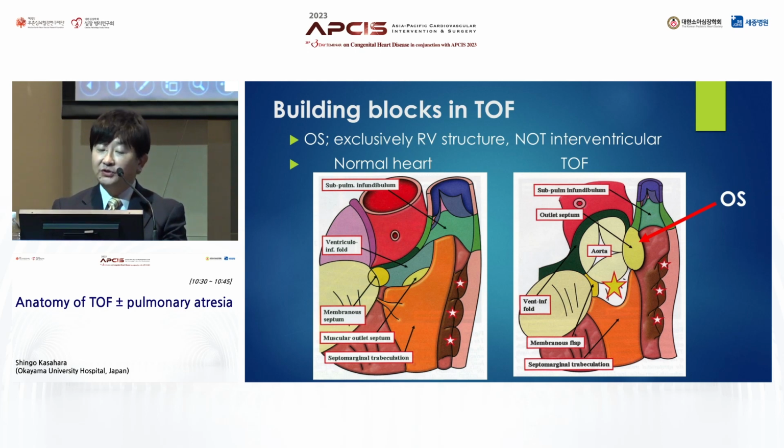So, building blocks in great colors, these pictures. The green colors and the red colors are all set up. The outlet septum is exclusively an RV structure, not an interventricular structure. Please remember that: not an interventricular structure. It is an RV structure, including the RV muscles.